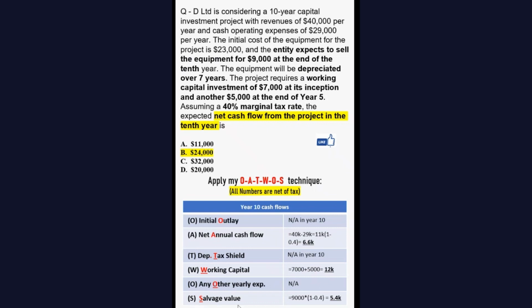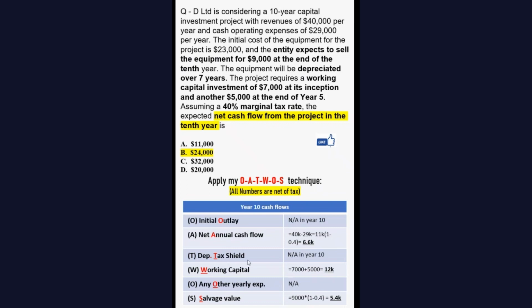And then the final is the salvage value. So we know we'll be getting 9,000 for this equipment at the end of the 10th year. That would be the cash inflow, but we have to pay the tax, so we make it a net of tax number. Taking out 40% of 9,000, that equals 5.4K. So when you add all of this, you'll get your answer, which is $24,000.